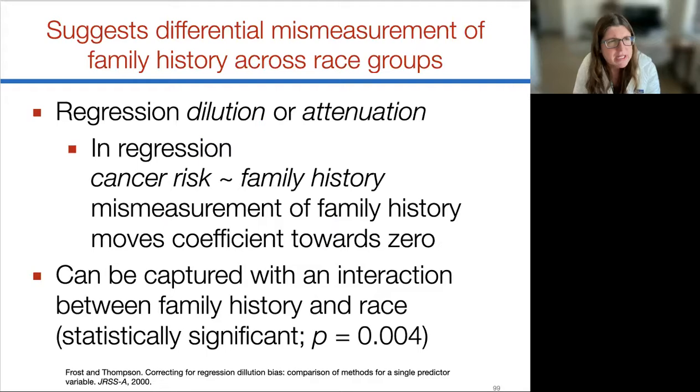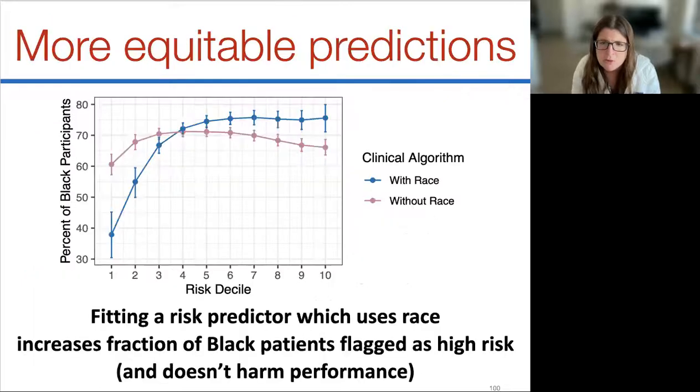So why is this happening? This is totally consistent with what you would expect if there is differential mismeasurement of family history across race groups. Specifically, what we're seeing here is called regression dilution, or regression attenuation. Basically, if you try to regress cancer risk on family history and family history is mismeasured, that's going to bias the coefficient towards zero, right? Well-known statistical phenomenon. And if you want to capture this differential predictive value, the standard way to do so is with an interaction term between family history and race, and this is indeed statistically significant. So this is the standard statistical correction for differential mismeasurement.